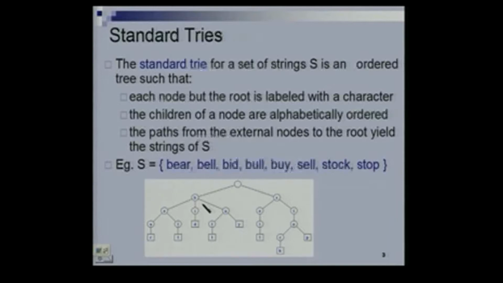Instead of an array, you could keep a linked list, ordered in alphabetical order. In which case you will have 2 nodes here. The first node will be pointing to B, and the second node will be pointing to S. And you will say that this is B and this is S. Now, given this, how much time does it take to search?